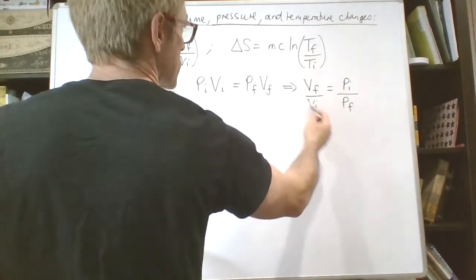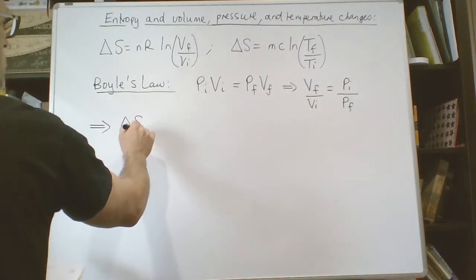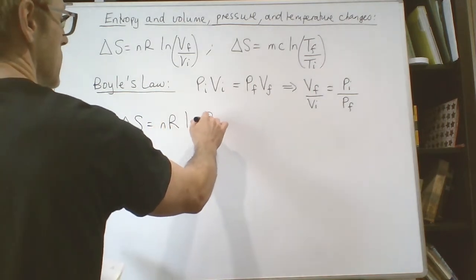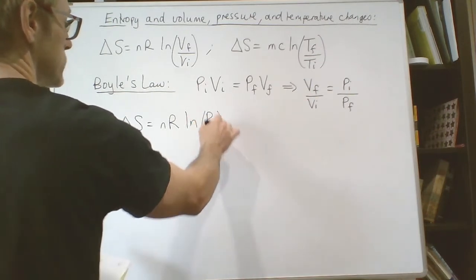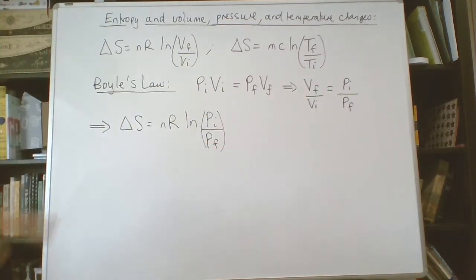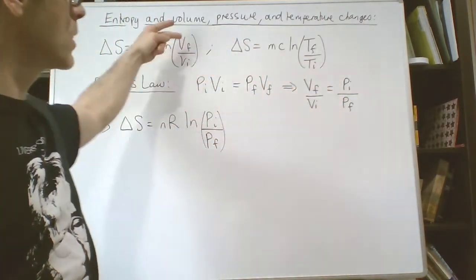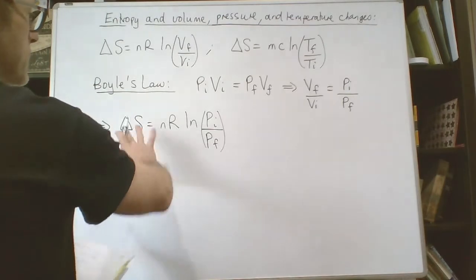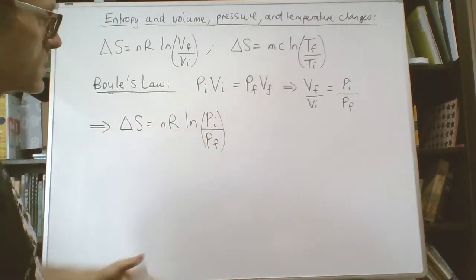So again, inserting this into this expression here, we've got change in entropy is nR log initial pressure over final pressure. Okay, we took this equation, this equality, and we put the right side of the equality into the parentheses here. Typically, this is not how the equation is presented. It's always nice to have final conditions as a numerator.